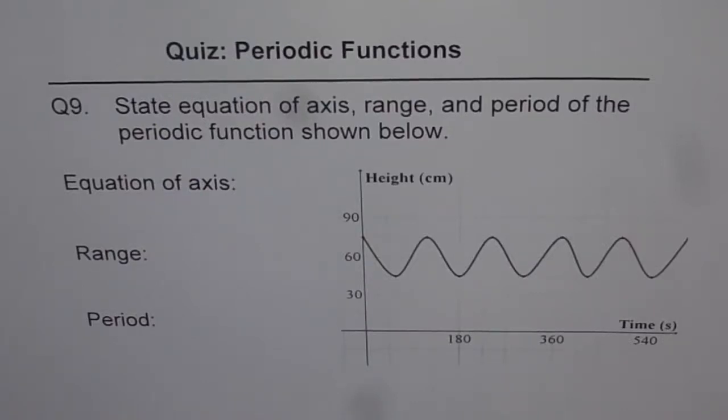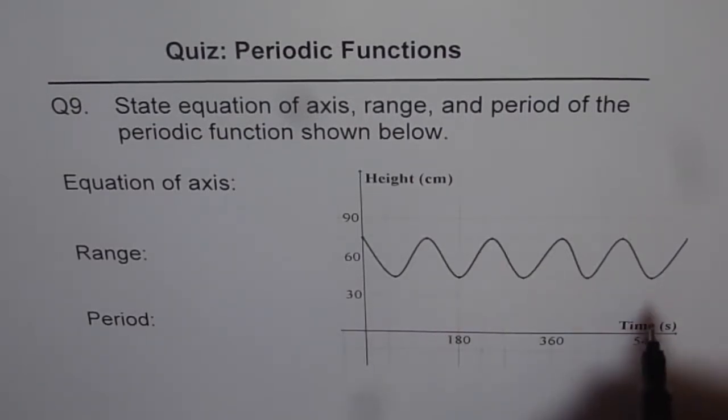Question number 9. State equation of axis, range and period of the periodic function shown below. So here's a graph for the periodic function. You need to write equation of axis, range and period. So you can pause the video, answer and then look into my suggestion.